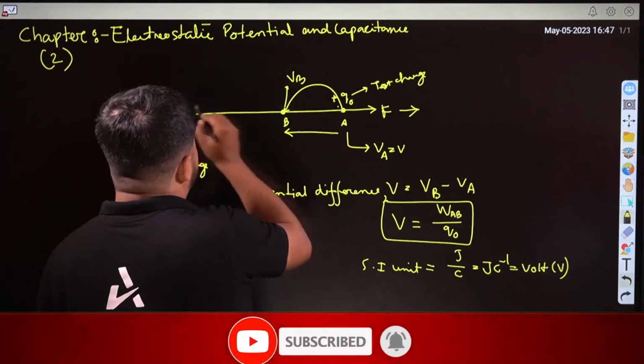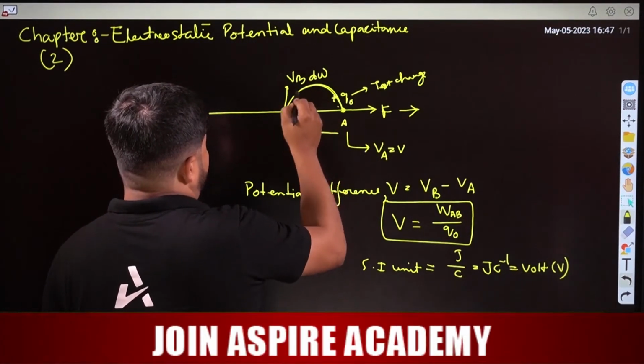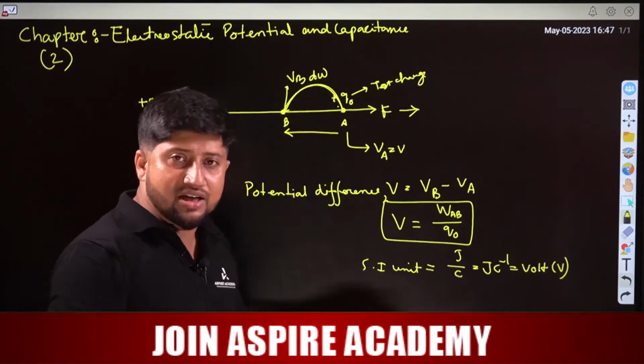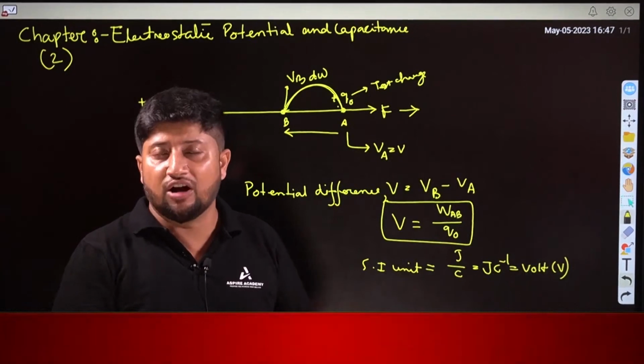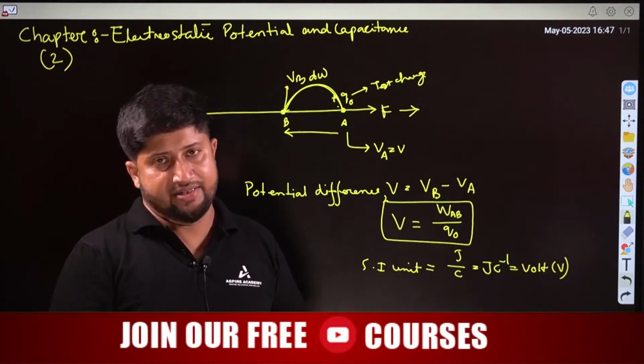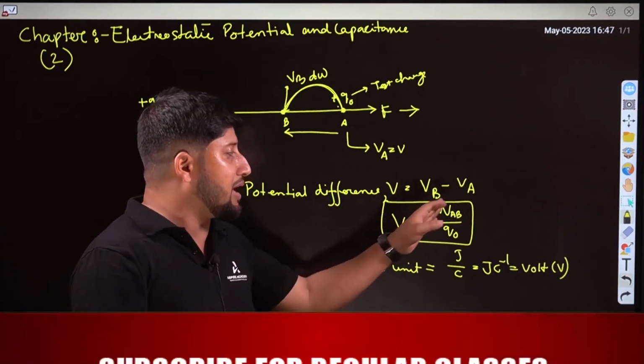Suppose the work done is W, or for a small amount, dW. The amount of work done in bringing a unit positive charge from one point to another against this electrostatic force is called potential difference. So the potential difference formula is V equal to W by Q naught.